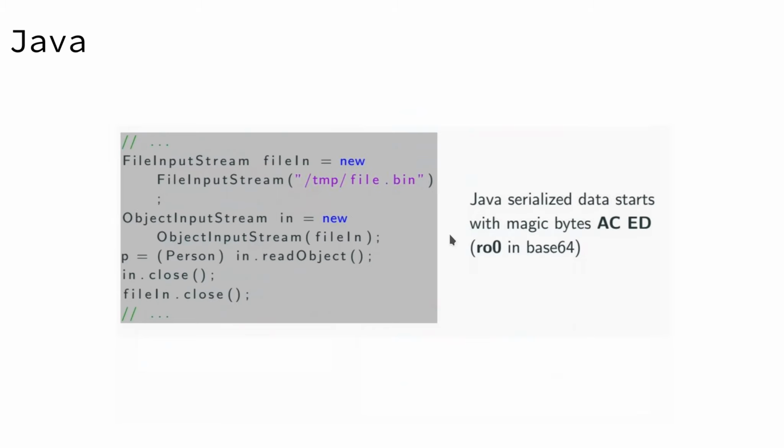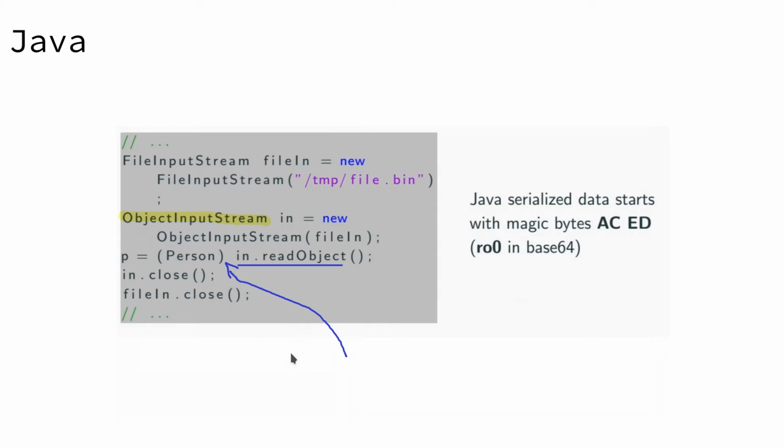To restore the object, we would do it vice versa. We would use an object input stream and read the file input stream. And then, and here's the difference to Python, for example, we read the object and then we get a generic object back and we cast it to the right type.